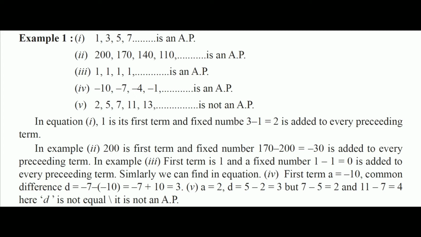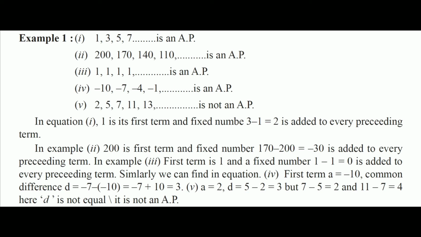The fourth example, the sequence given is minus 10, minus 7, minus 4, minus 1 and so on. It is also an AP. To find the common difference, we subtract the first term from the second term, that is T2 minus T1. Means minus 7 subtract minus 10. After opening up the brackets of minus 10, we get minus 7 plus 10, and this gives the common difference as 3.